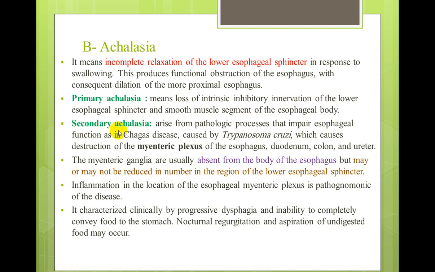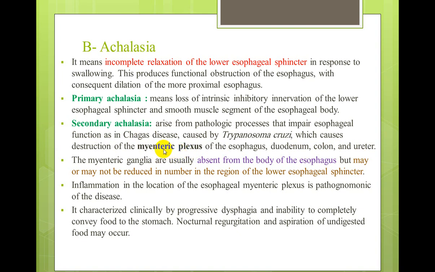Or secondary, due to either infection with certain infectious agents like Trypanosoma cruzi, which causes Chagas disease. This protozoa causes destruction of the myenteric plexus in the esophagus, duodenum, colon, and ureters. Or sometimes due to invasion or metastasis of cancer into this site with the resultant involvement of the myenteric plexus by the secondary tumor.